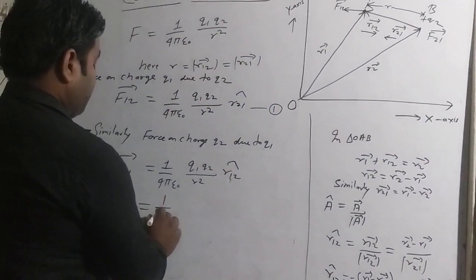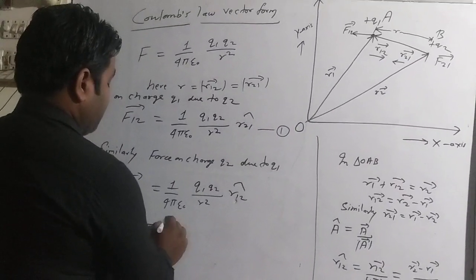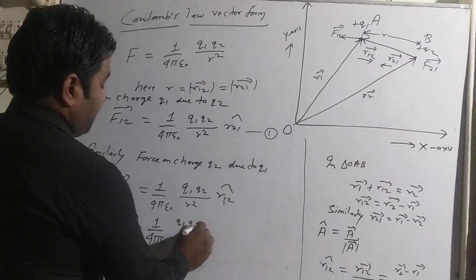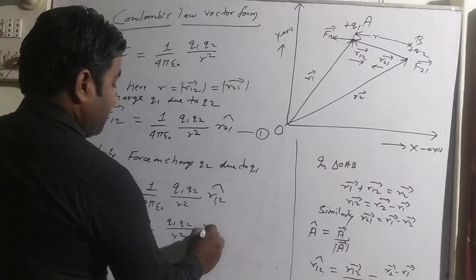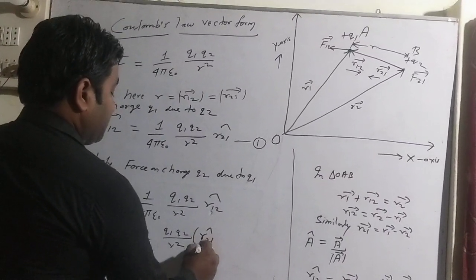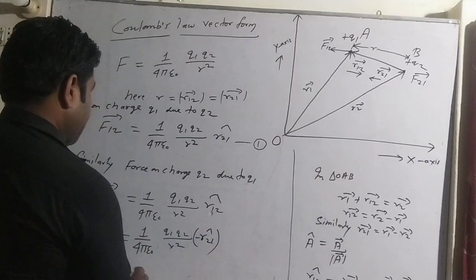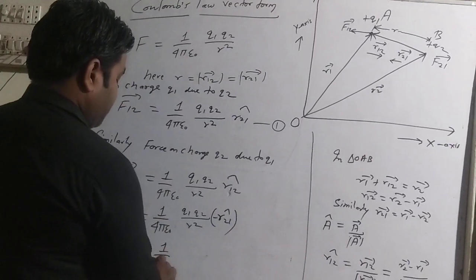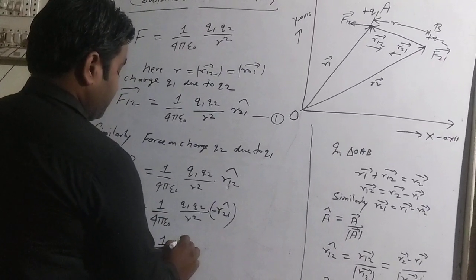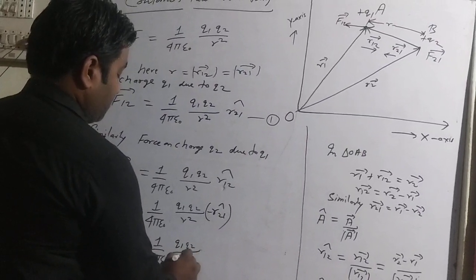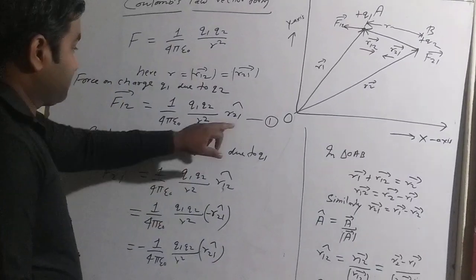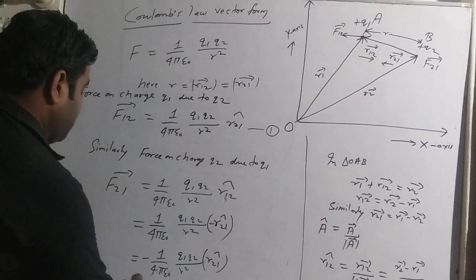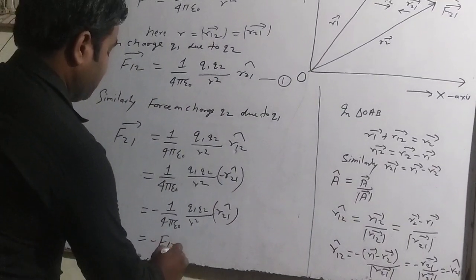So 1 upon 4 pi epsilon naught Q1 Q2 upon R square, with R21 unit cap having a negative sign, so minus taken common: 1 upon 4 pi epsilon naught Q1 Q2 upon R square R21 unit cap. This value, from equation 1, is equal to minus F12.